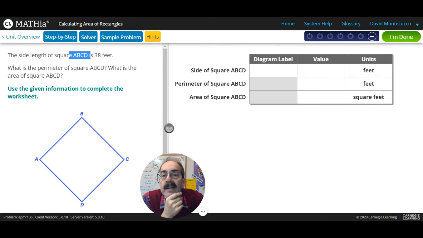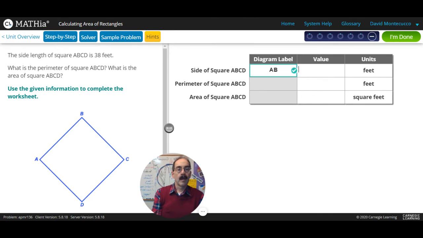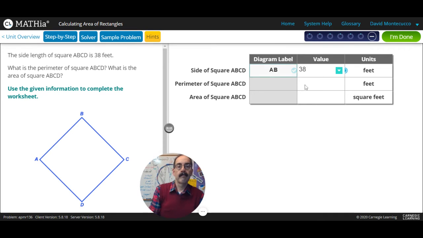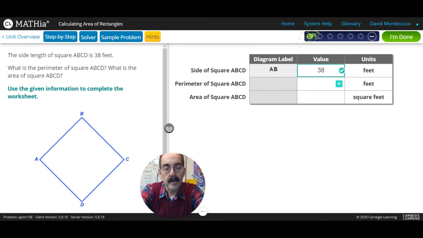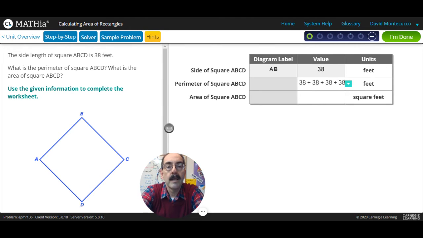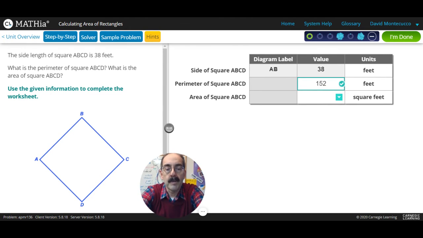The side length is 38 feet. What is the perimeter? Okay, so diagram side. Side, let's just go A, B, enter. Value 38, enter. Perimeter, just add them up. 38 plus 38 plus 38 plus 38. And then the area is just going to be 38, shift 8, 38.